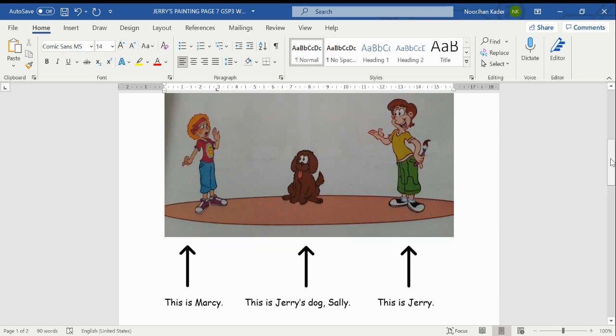if you remember well the story, you know this is Marcy, this is Jerry's dog Sally, and this is Jerry. So if you remember, you see the way she looks here. We don't have the graphic story, and I didn't put the picture here, but you can see very well how she looks. Look at her. She doesn't look happy, and she's like shocked. You see the hand she's putting to her mouth. She's already like closing her mouth. Why? Because she was shocked. She didn't expect that Jerry painted Sally's picture. That's why she looked shocked, and also unhappy.